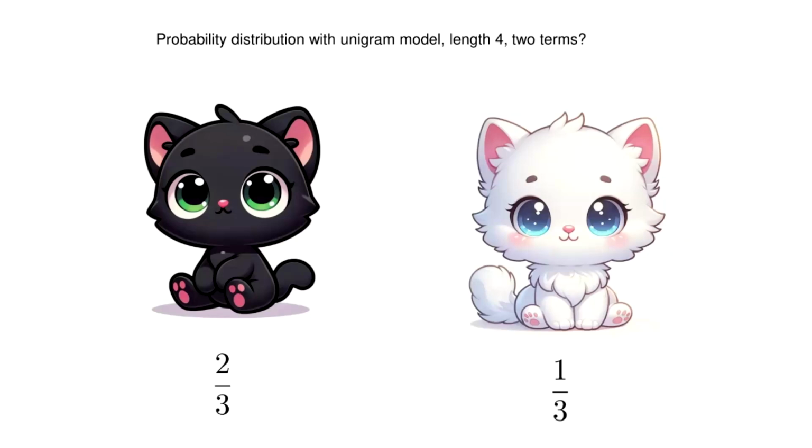That would be 2/3 times 1/3 times 1/3 times 1/3, right? So we just multiply them. So this is what you get. So these are all the possible bags in here, all the possible bags.